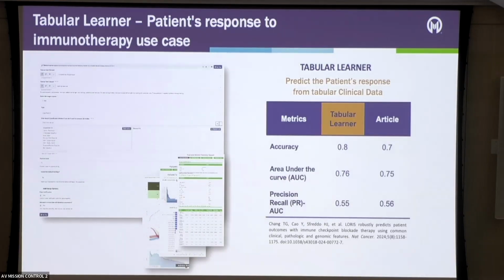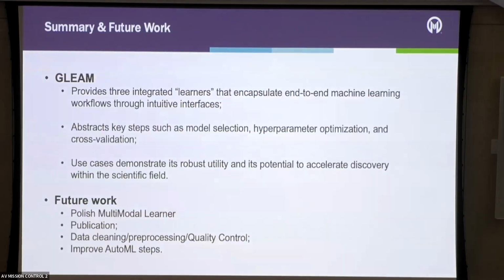The next one is for the tabular learner. We have patient response for immunotherapy. This is the paper that I showed you previously. And we did the same thing: take the inputs that they used and run them through our tools to see the results. As you can see in the table right here, we are outperforming on accuracy, but the rest, the AUC and precision-recall curve, is also similar, showing that our tools are robust.